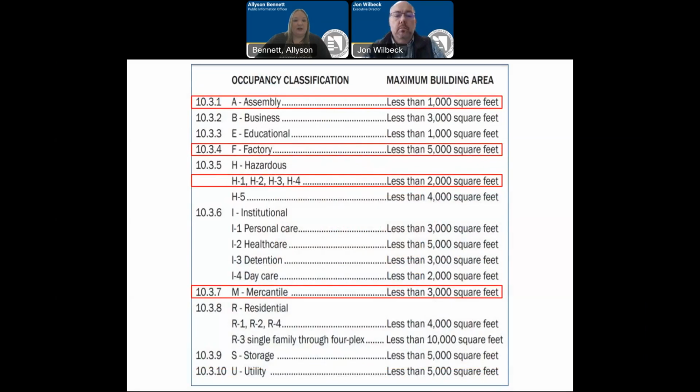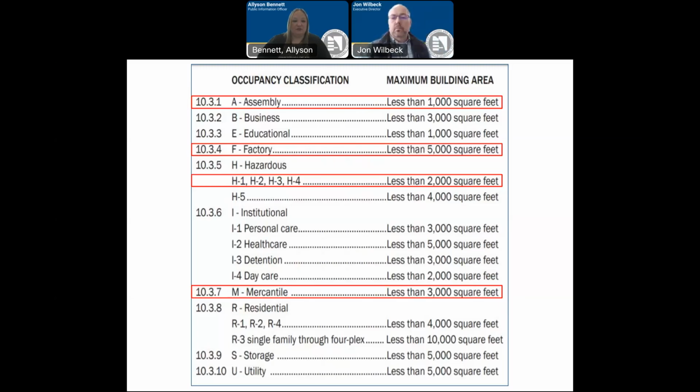So we have, again, assembly, factory, hazardous material, and mercantile. We have all those highlighted. And when we look at which one is the most restrictive, that's going to be assembly, as it's only 1,000 square feet. So we are going to categorize that entire structure as an assembly occupancy. So even though there are multiple ones in there that are larger, we go with the most restrictive one. So that's going to be an assembly.